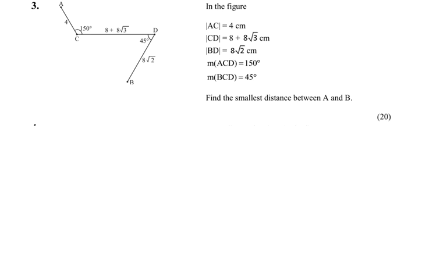Alright, so in this question we're going to find the smallest distance between A and B. That's what we get if we draw a line straight between A and B. To do that we can use a right angled triangle. If we draw a right angled triangle here at some point, and find the lengths of these two sides, then we can use Pythagoras' rule to find the shortest distance.